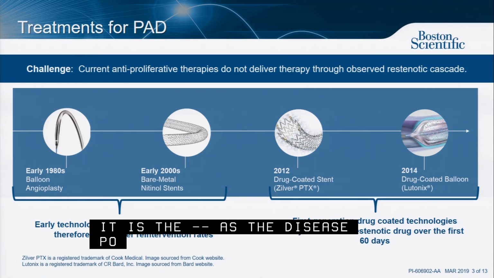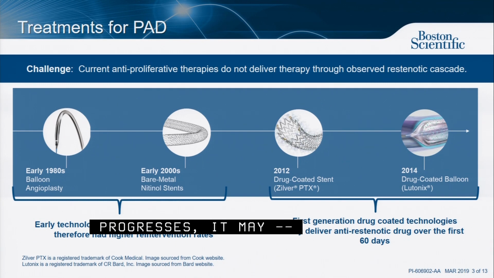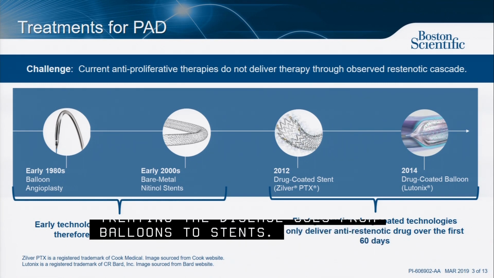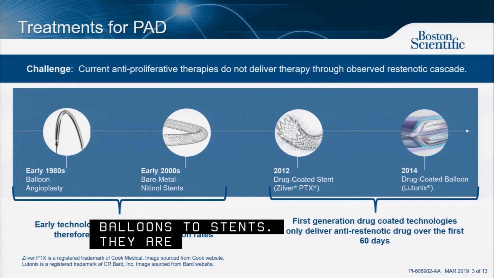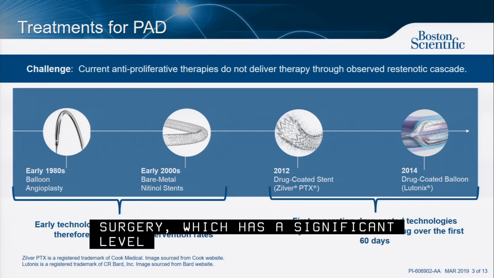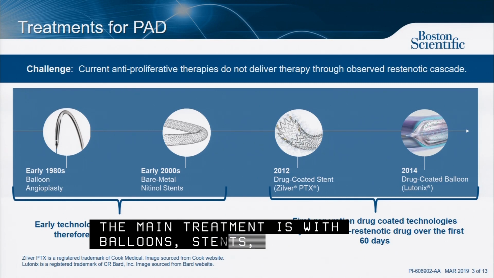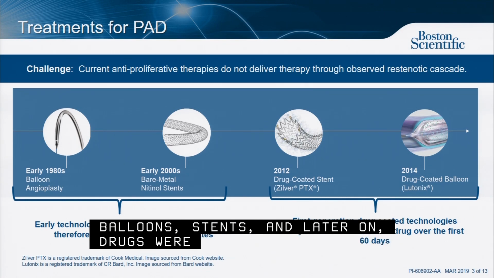There are several endovascular treatments to treat the disease. It goes from balloons to stents, and they are substitutes for bypass surgery, which has a significant level of complications and infections and morbidity. So the main treatment is with balloons, stents, and then later on, drugs were added to those devices in order to improve outcomes.